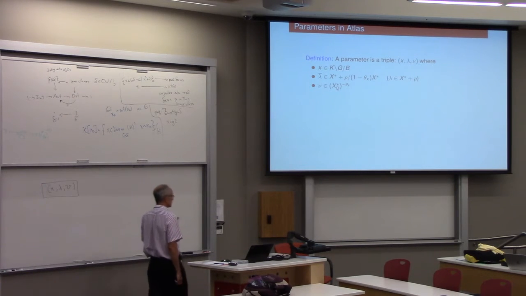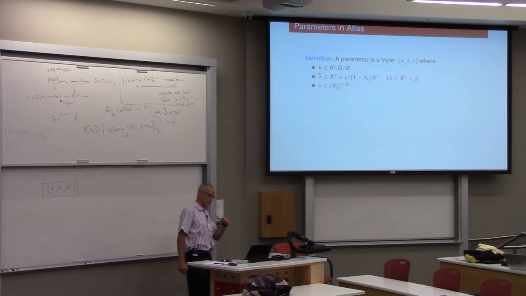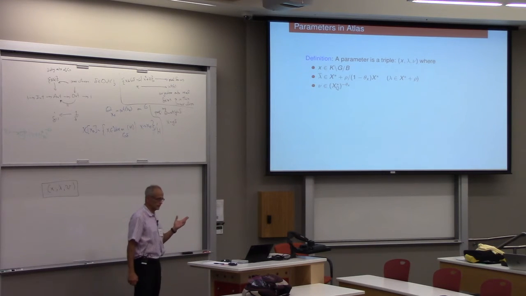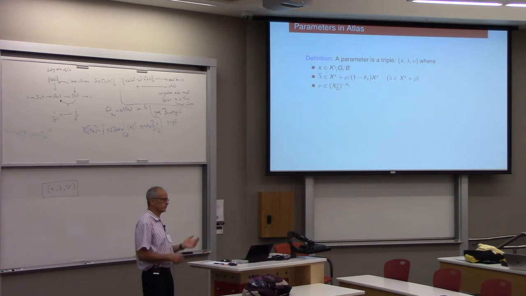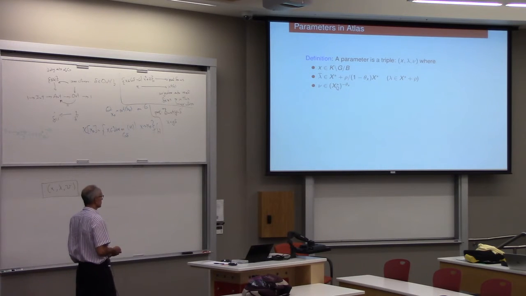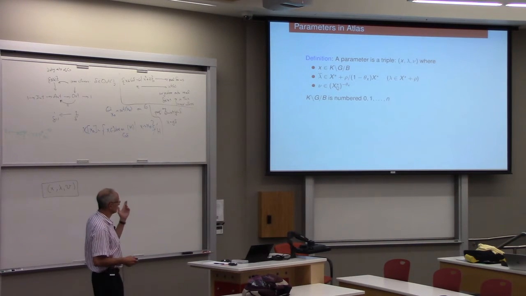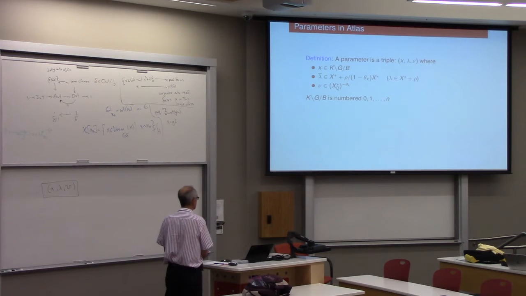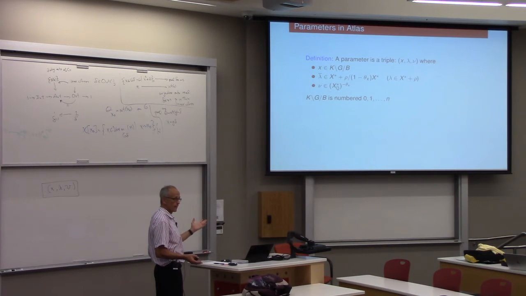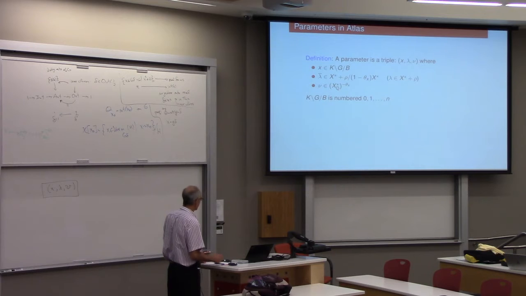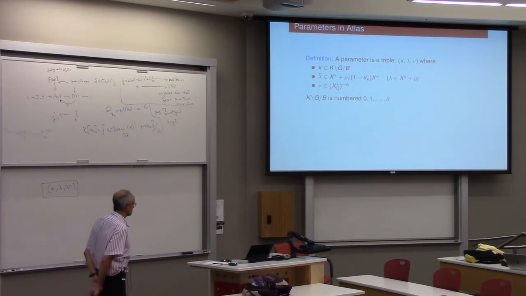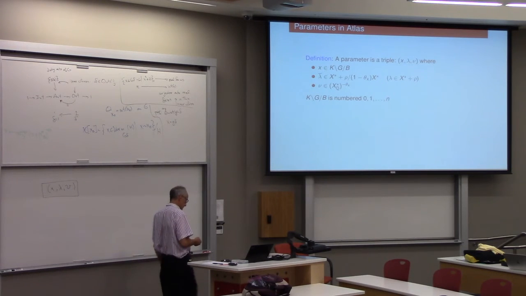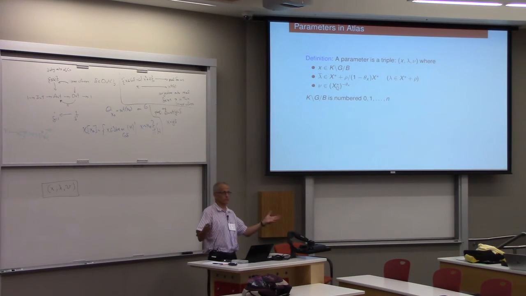And so it's obvious from everything that we've said up till now that this data gives you a character of, well, maybe that's what I said, I forget. KGB, well, let me follow the slide. KGB is number 0 through n, well, not n. What is it? N minus 1. All right, n minus 1. KGB is number 0 through n minus 1, and so in Atlas it's just a number.